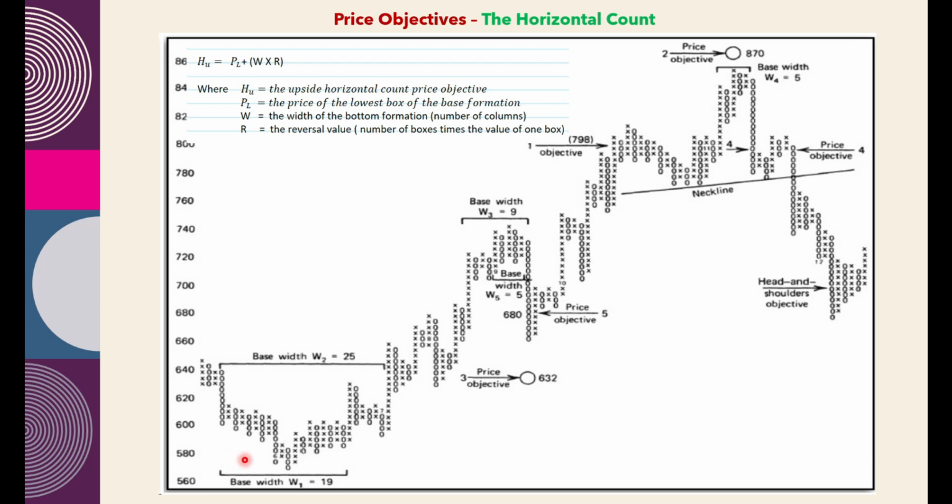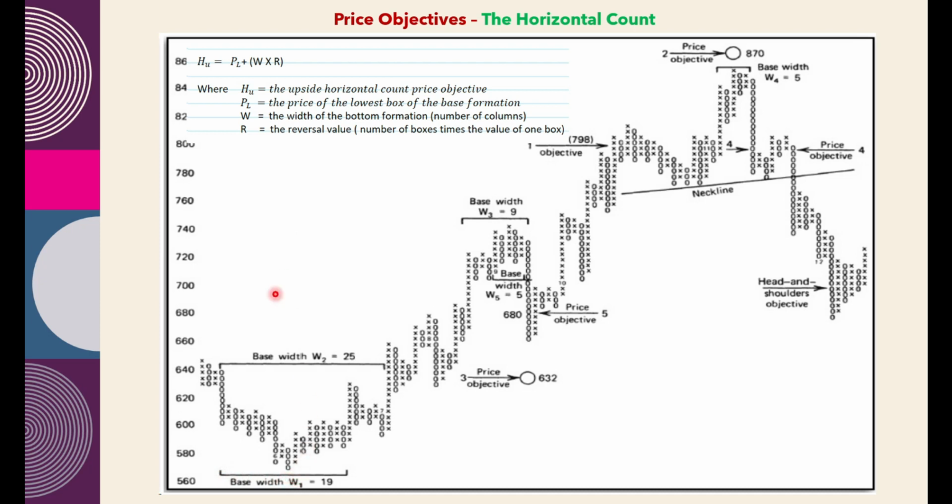The number of columns in this consolidation is 19, and the number of columns for this other consolidation is 25. Let us see, with 19 consolidation columns, what will be our price objective and whether the price objective is achieved or not. First, we need the price of the lowest box of the base formation. Here, the lowest price is $570.